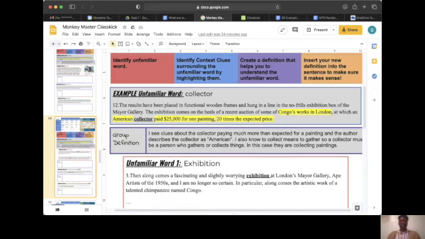All right, we have our first word, collector. We are looking at context clues around this word. We underlined it here. If we look in the same sentence, we see Congo's works in London. We remember who Congo was in his paintings.